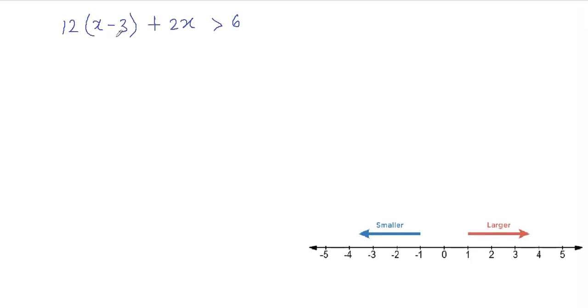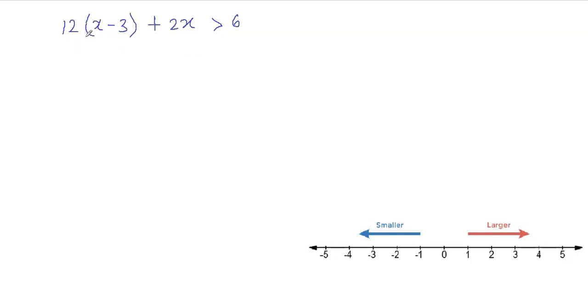The first thing is we need to simplify the inequality if possible. The second thing we're going to do is combine the like terms if they're on the same side of the inequality symbol. The third thing we're going to do is use the inverse operation to isolate the variable x. So let's start with simplifying the inequality.